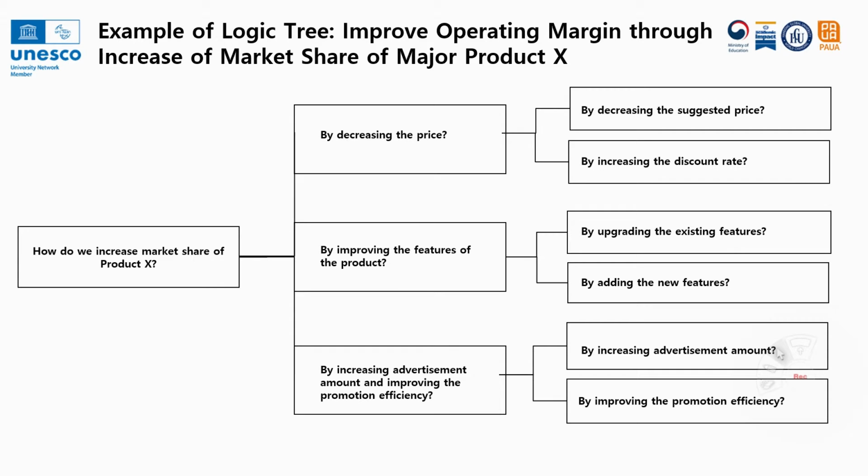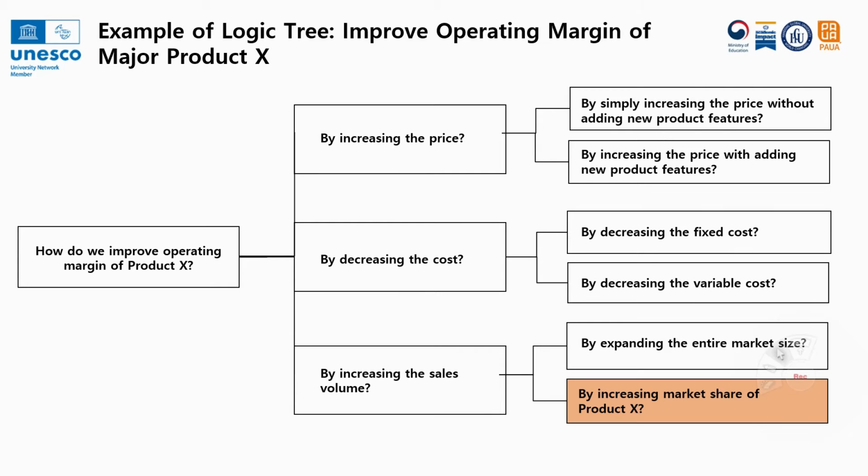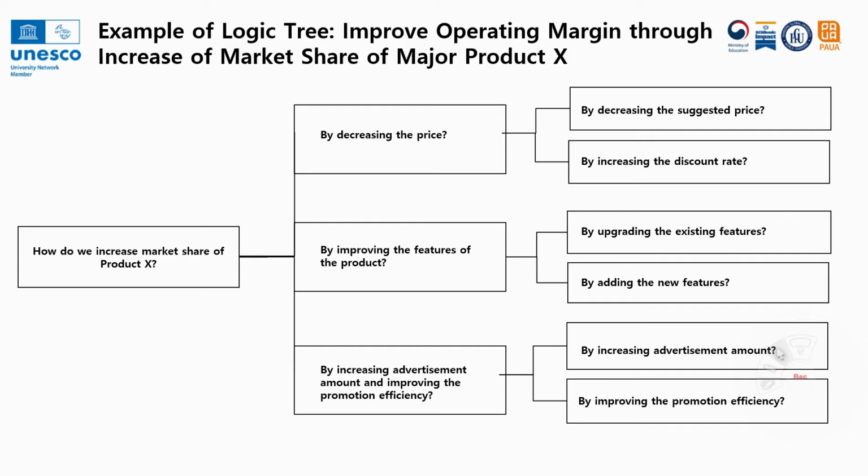The problem we want to tackle has changed from improving the operating margin of product X to increasing the market share of product X. Okay? So let's think about, at this point, what are the ways to increase market share of product X? There are a couple of ways to increase market share of product X, and all those options should be mutually exclusive and collectively exhaustive. So we use another logic tree to draw the potential solutions.